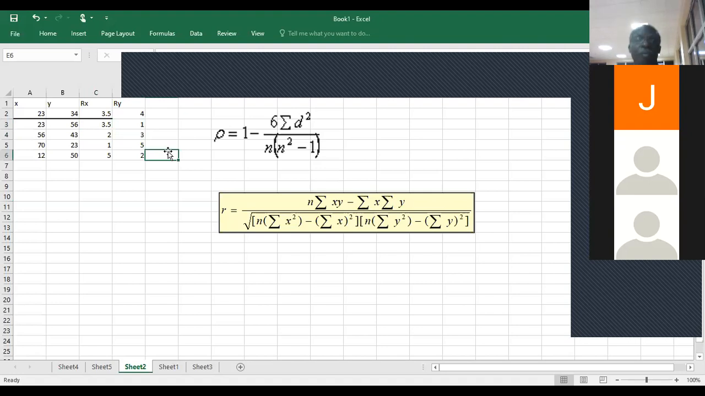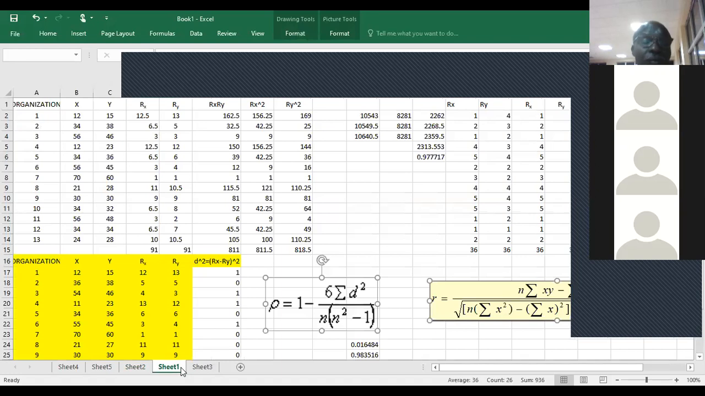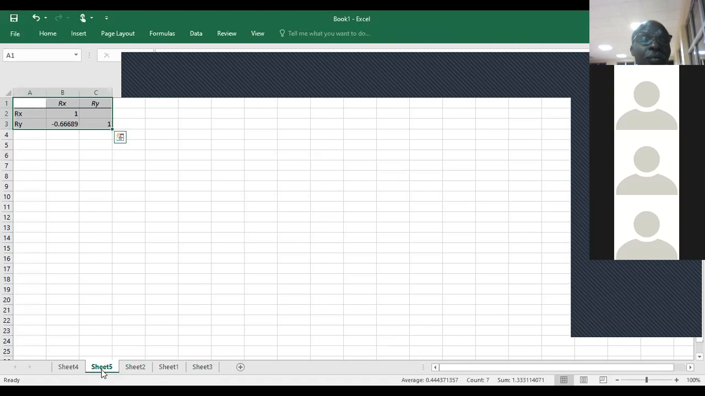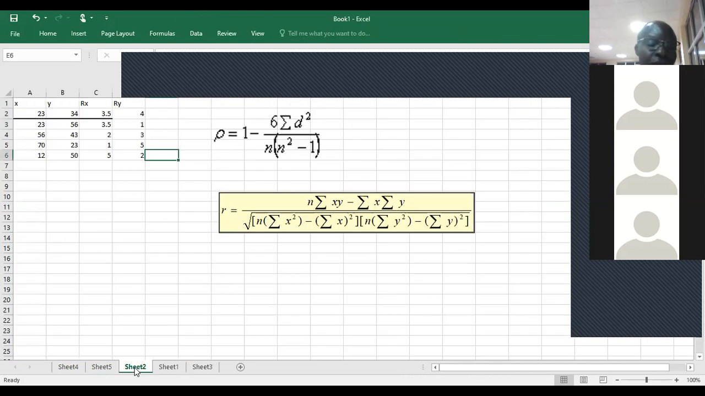Good. You done? Anybody with a different answer? I got 0.625. Anybody else? Negative 0.6689 is the correct answer, isn't it? That's the correct answer.